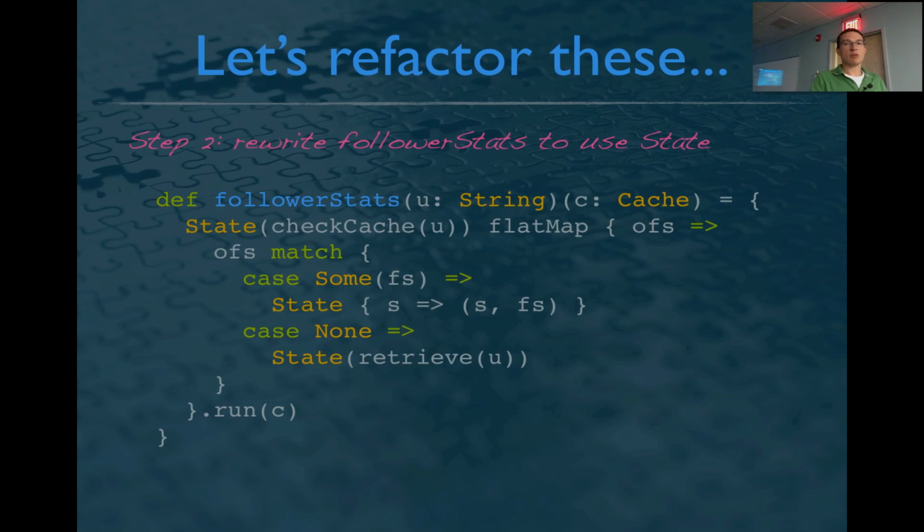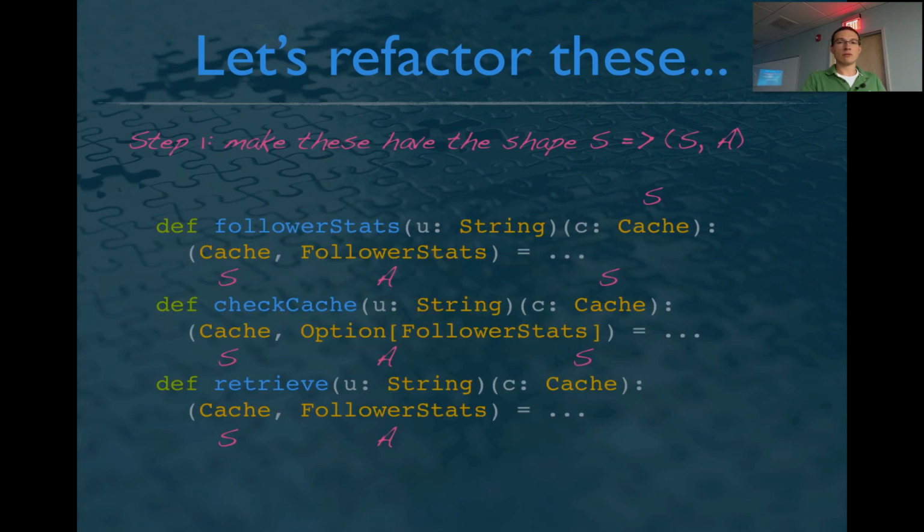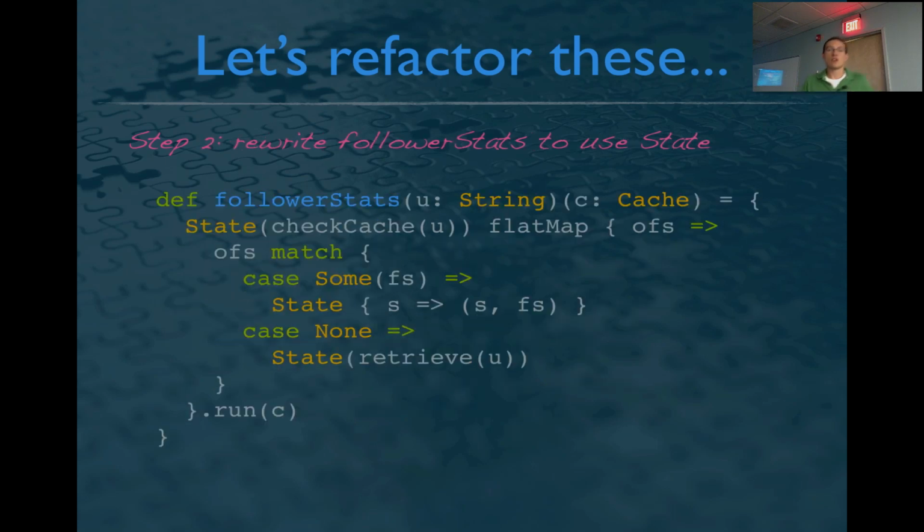The net result of this expression, starting on that first line of implementation with the word state, down to the second to last line, is now a state with the S type fixed to cache and the A type fixed to follower stats. But I need to return S comma A here. And right now I've got a state. If I call flat map, I always get a state back. So I got to run it. So if I just run that state, passing the C that was passed to me, I get back a cache comma follower stats. And everything just works and lines up. Does that make sense?